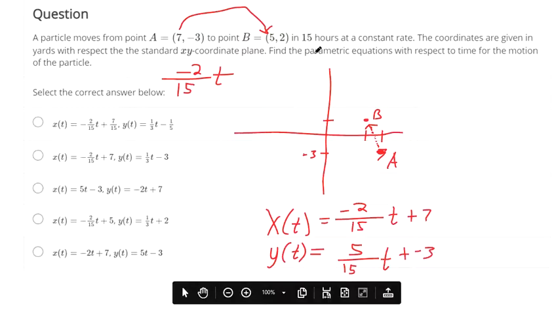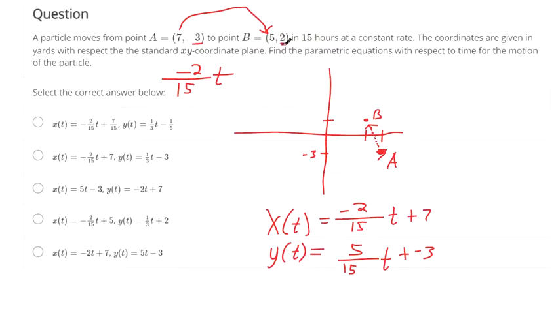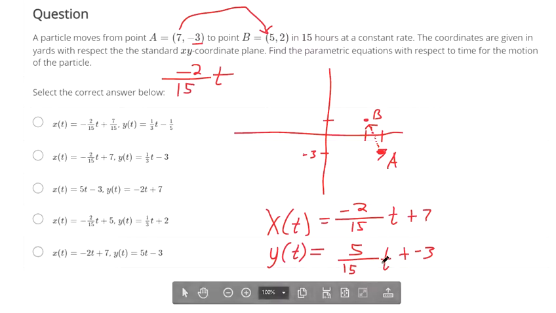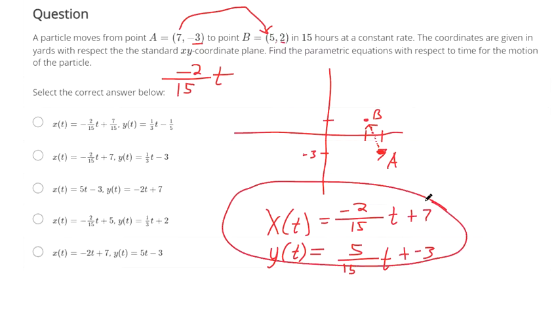And let's plug in our information. If we plug in 15 hours, that means we should end up at 2 on the y-axis. So if you plug in 15, 5 over 15 times 15 makes 5. 5 plus negative 3 makes positive 2. Checks out. Gives us what we were supposed to get from B. So these are our parametric equations.